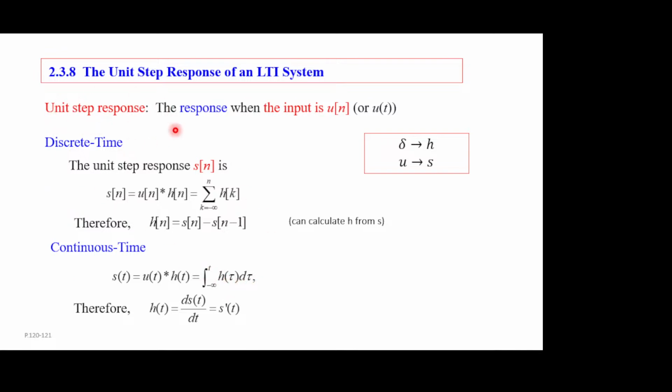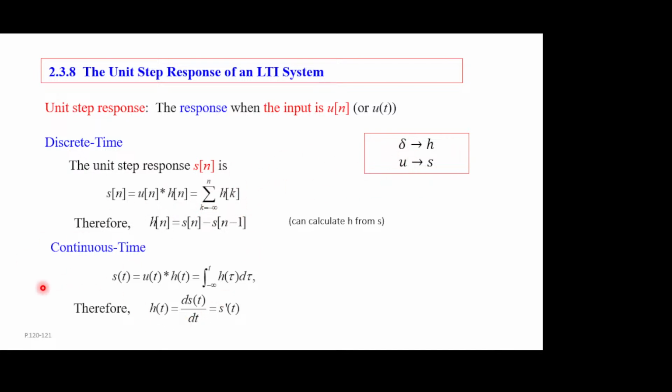So the unit step response is very closely related to our unit impulse response. It's the response of the system when your input is a unit step. That's the definition. There are two things you need to memorize: one is the unit step response, and the other is that we denote it as s of n or s of t.